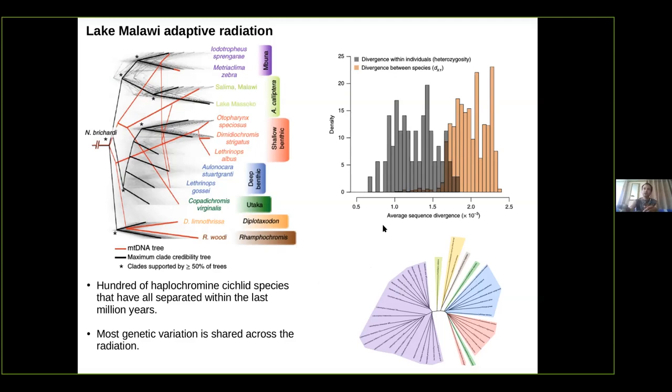As this plot here is showing from Malinsky's publication, from Milan Malinsky, he found that there is overlap between the degree of divergence even within populations as there is between species. So there's a lot of shared polymorphism, is the big takeaway.